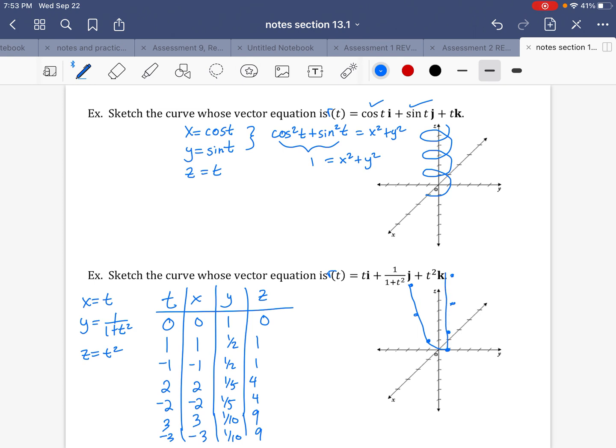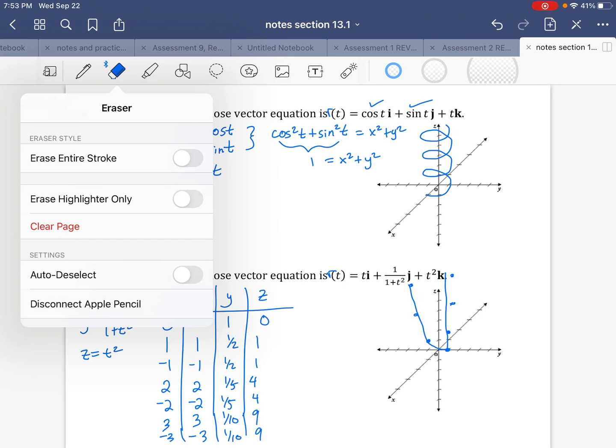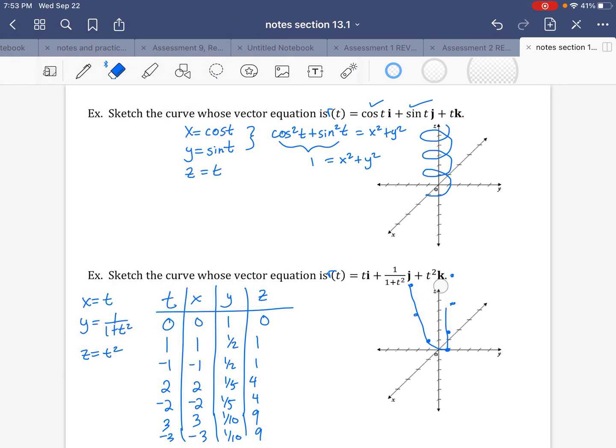Whoopsie, I didn't hit any of those points. Oh, goodness, I don't know if I can erase it good. All right, so what happens, this is the farthest point it comes out, but then it pushes in towards the ZX plane. So let me show you.